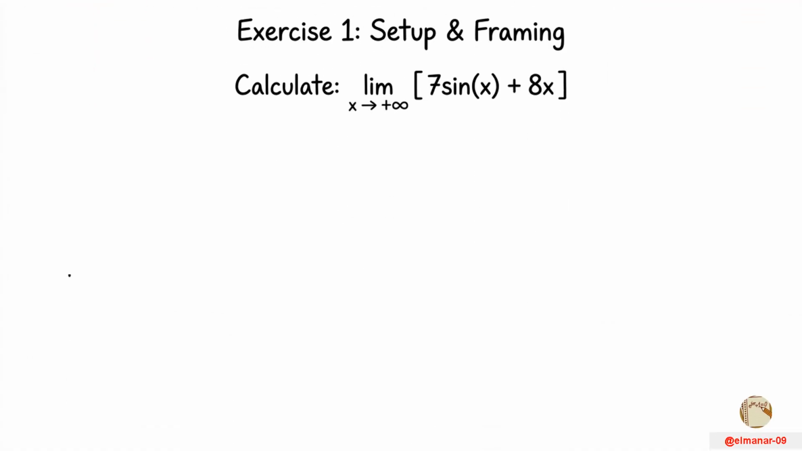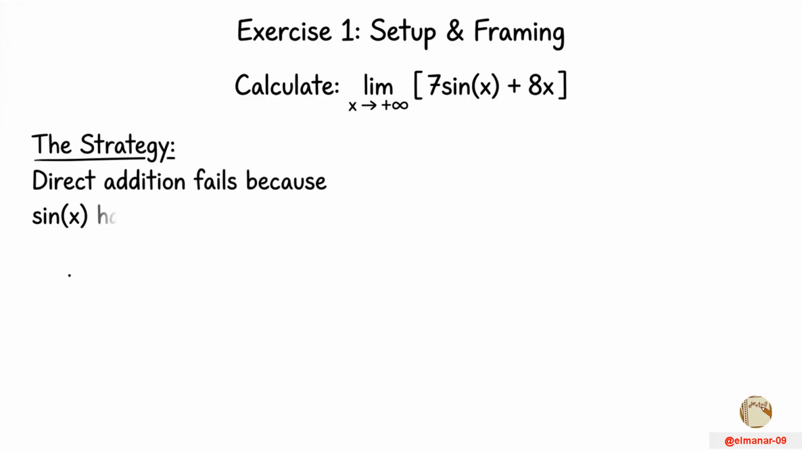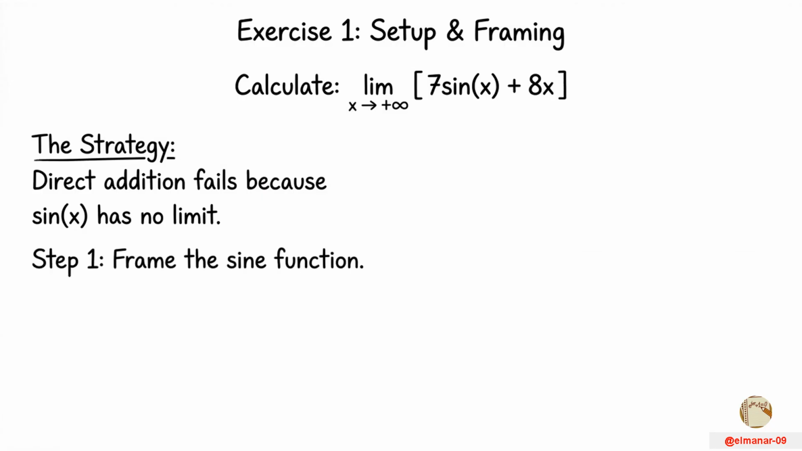Let's put our method into practice with exercise 1. We need to calculate the limit of 7 sine of x plus 8x as x goes to infinity. Right away, we see the rebel sine of x. We can't just add the limits because the limit of sine of x doesn't exist. So let's use our strategy. Step 1, frame. We write down that -1 is less than or equal to sine of x, which is less than or equal to 1.